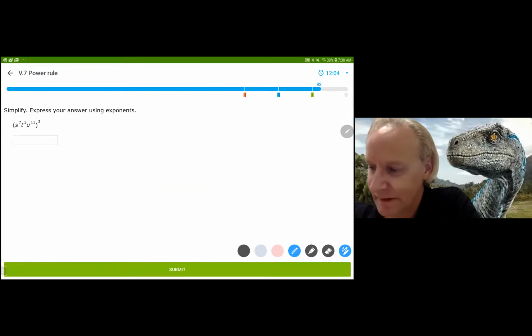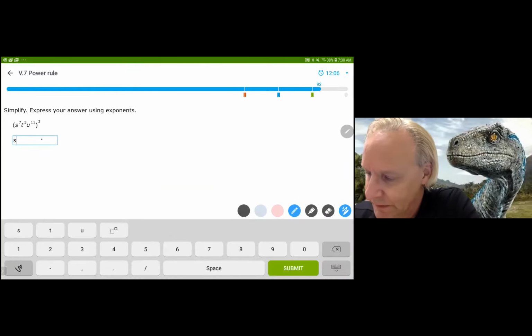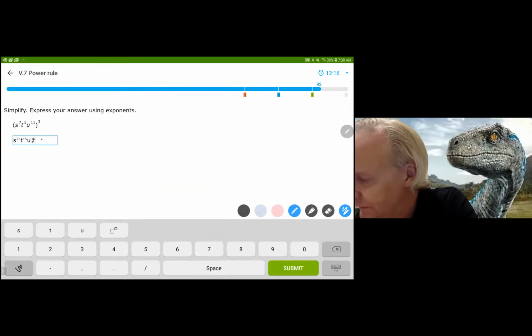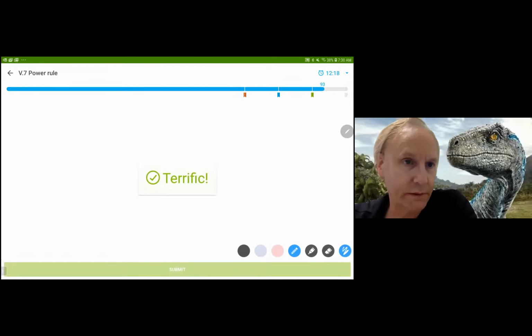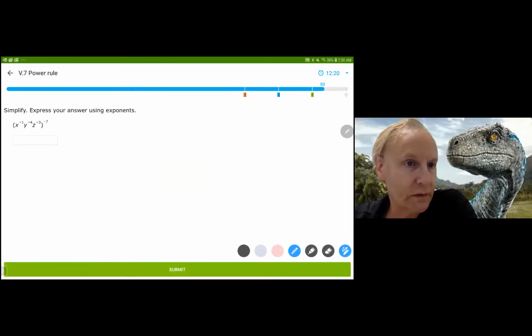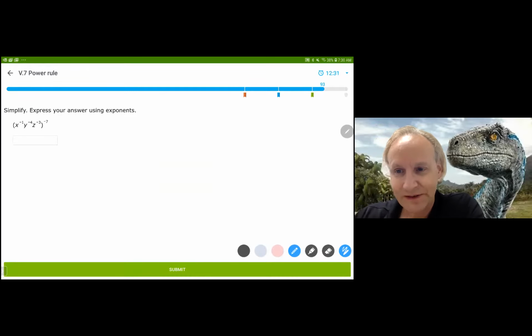Oh man, one at a time, really? Maybe not. S to the 21, t to the 15, u to the 33. Looks good. Distributing that exponent over that multiplication. By the way, this is sometimes called the distributive property of powers over multiplication, just like this.